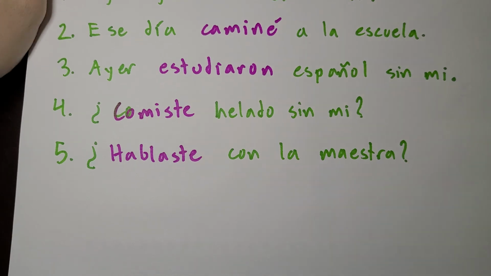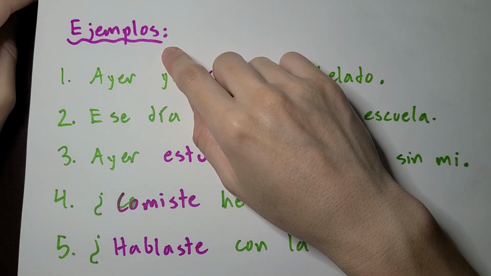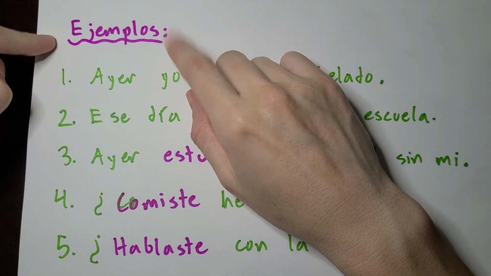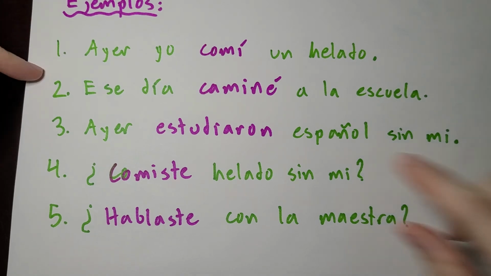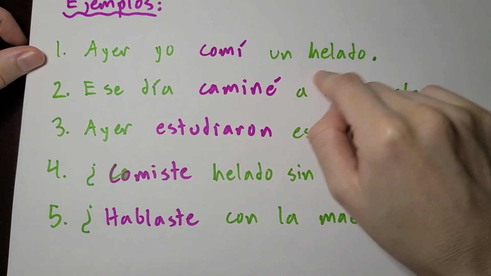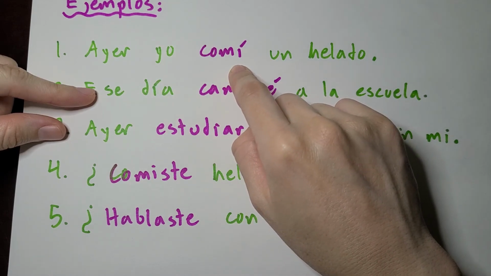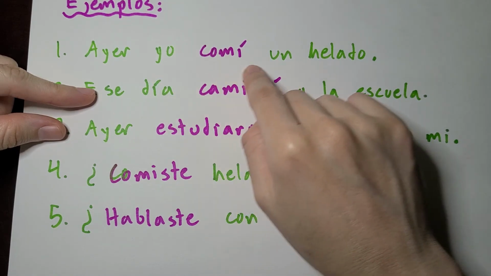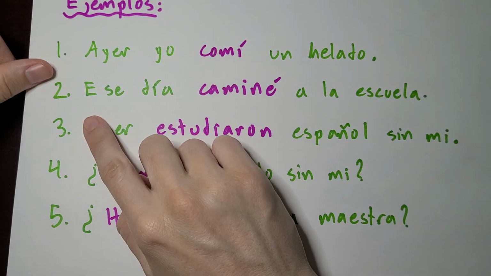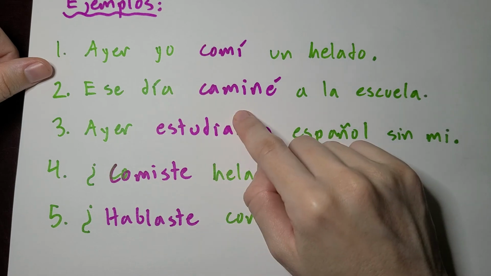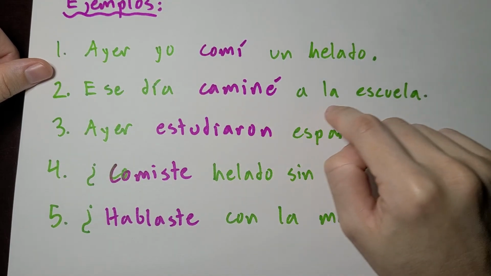All right, now we're just going to go over a couple ejemplos. Look, we're learning Spanish. Ejemplo means example. So these are sentence examples. All right, number 1. Ayer yo comí un helado. Yesterday yo comí, we know that verb, I ate. Yesterday I ate un helado, an ice cream. Ayer means yesterday. 2. Ese día caminé a la escuela. That day I walked to school.